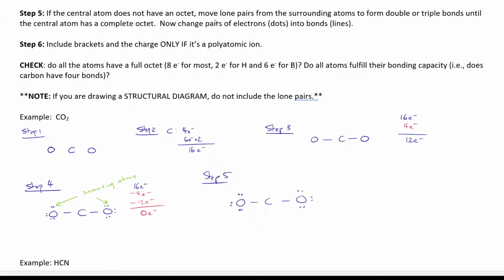It says move lone pairs from the surrounding atoms to form a double or a triple bond. So if I move a lone pair here, I get this, and I do the same on the other side as well. As much as possible, you try to aim for symmetry as best as possible. In this case, we end up with this now.